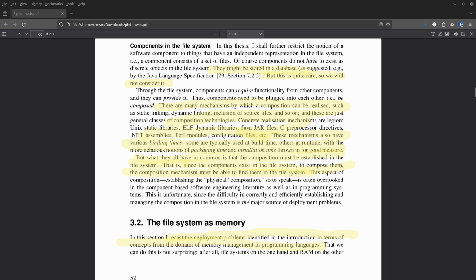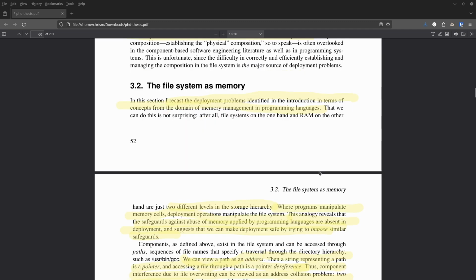They can also have various binding times. Some are typically used at build times, others at run times. But what they all have in common is the composition must be established in the file system. So section 3.2, file system as memory.